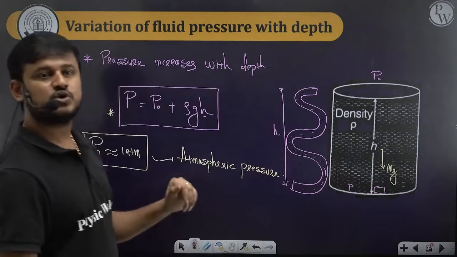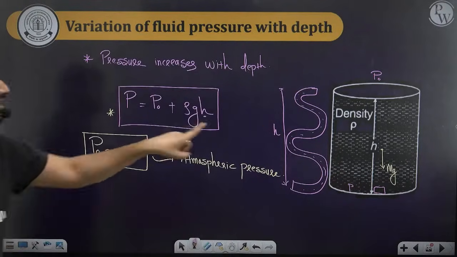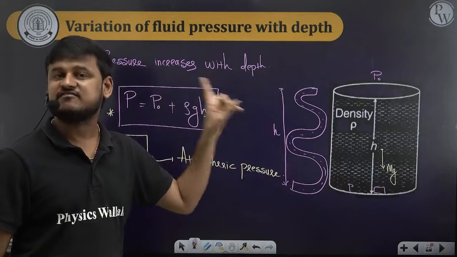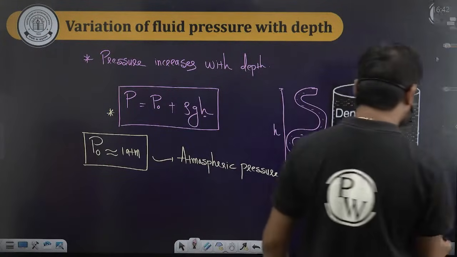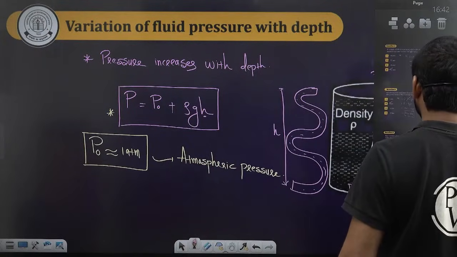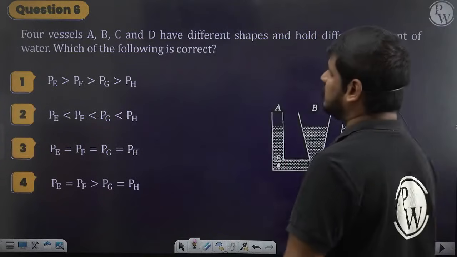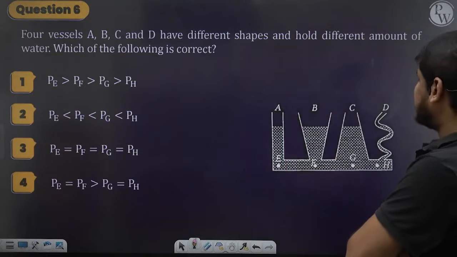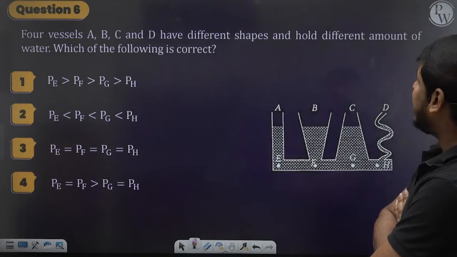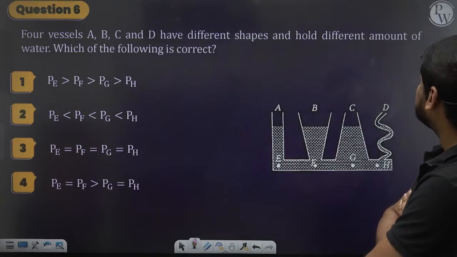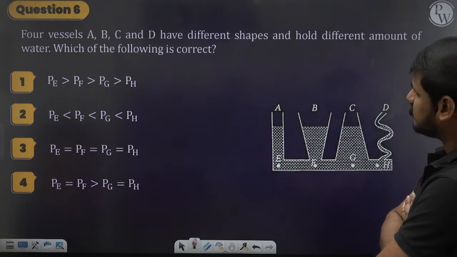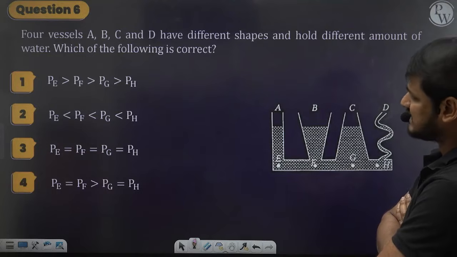The pressure is going to depend only on the height if the liquid is the same. Based on that, we are going to do the questions here. So let's take this question. There are four vessels A, B, C, D that have different shapes and hold different amounts of water. Which of the following is correct?